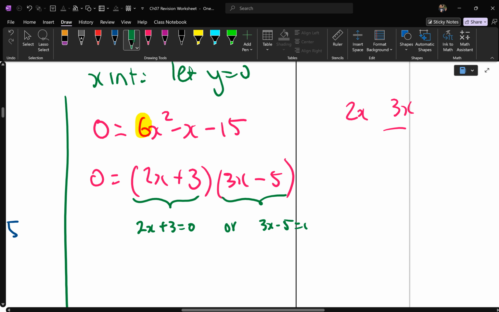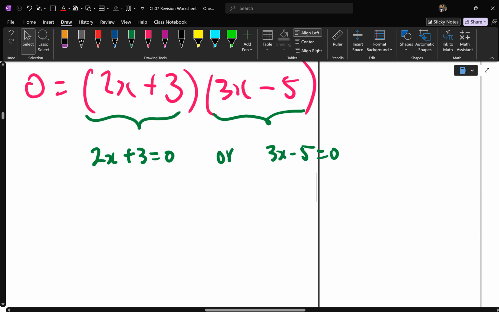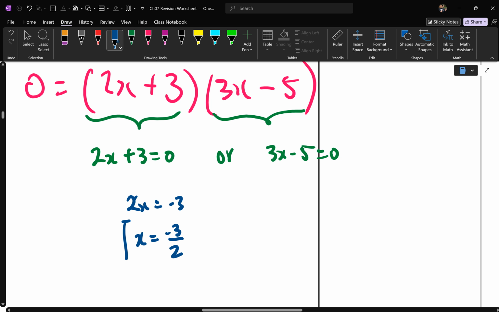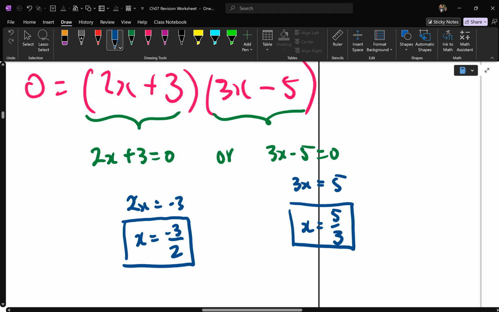Or 3x minus 5 equals 0. Let's solve. Minus 3 on both sides, so you get 2x is equal to -3. X equals -3 on 2. That's 1. Next one. Add 5 on both sides. Divide 3 on both sides, and you get 5 on 3.